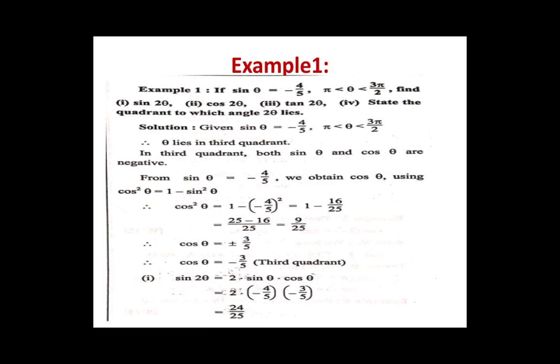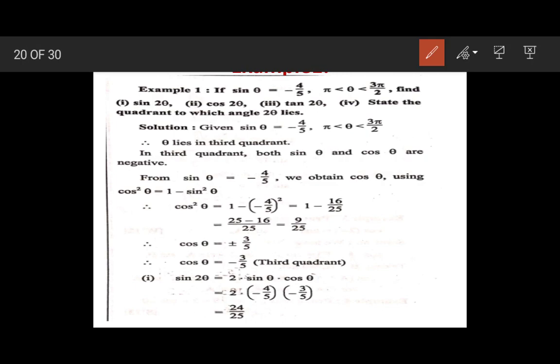Now sin theta is minus 4 upon 5. Okay. Sin theta is given, then to find sin 2 theta, we know the formula for sin 2 theta is 2 sin theta into cos theta, right? So we also need cos theta. So first step is to find the cos theta.